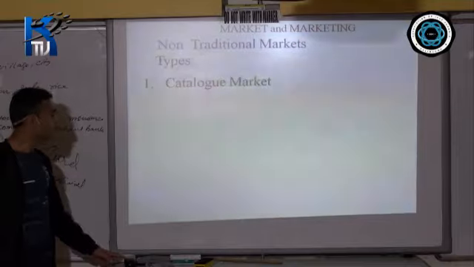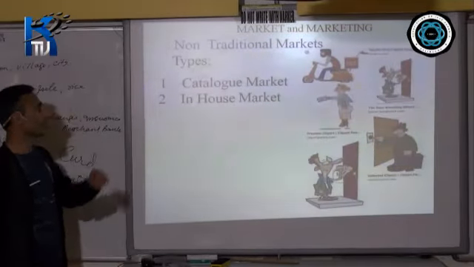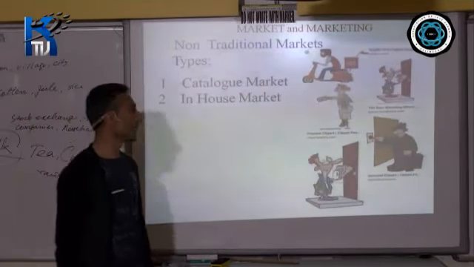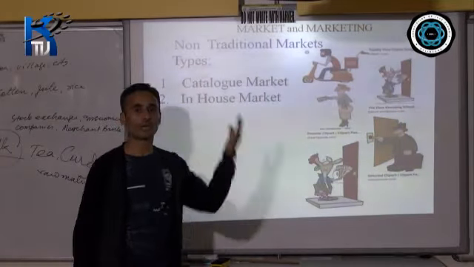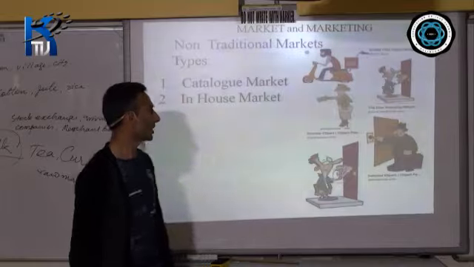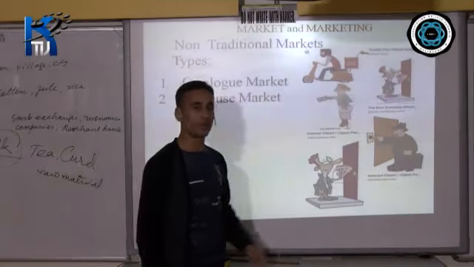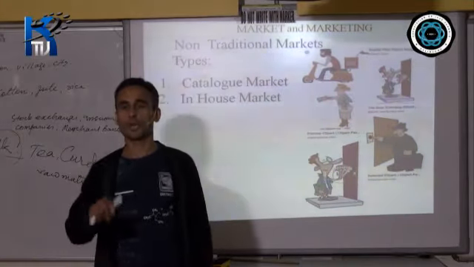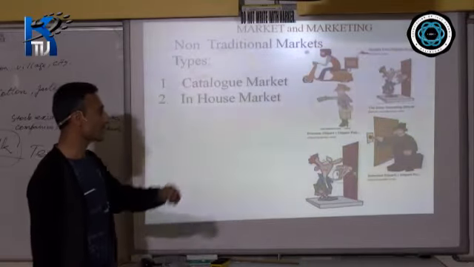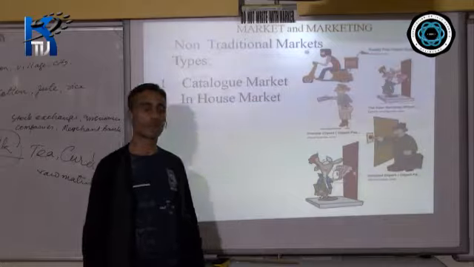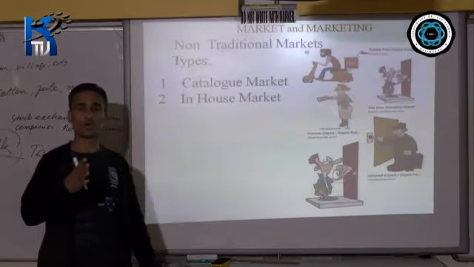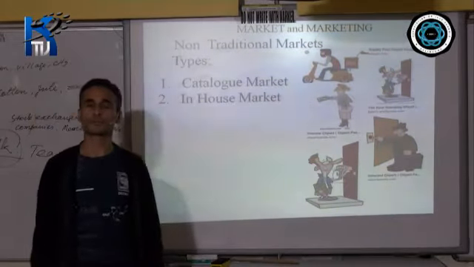Then you have another kind called in-house market. You can see here a person driving a scooty. You can say a pizza delivery boy. You can see another person pressing the bell here, calling out the person there. That is called a salesman. All these are doing the work of a salesman. This market is called door-to-door selling market.